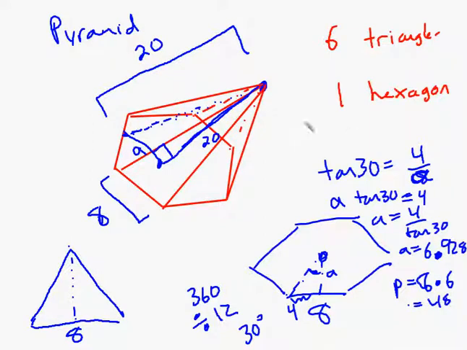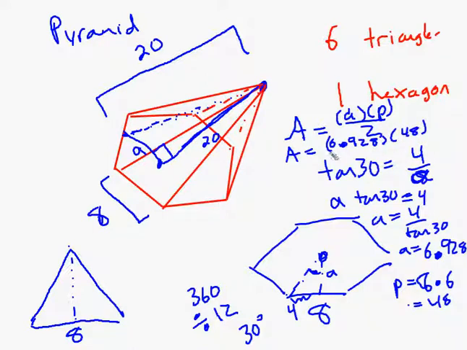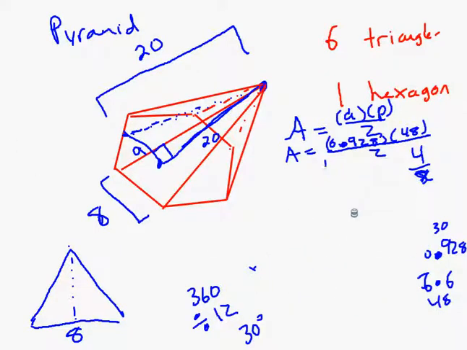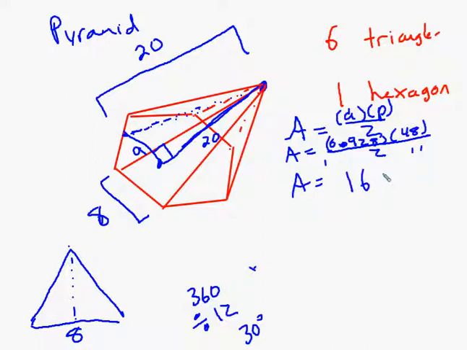And then the perimeter is 8 times 6, so 48. So the area of the hexagon is a times p divided by 2. So area is going to be this 6.928 times my perimeter, 48, all divided by 2. Okay, I'm going to erase this just so I have some room. Okay, so what did we get for the area of the hexagon? 166.272. One what? Confirmed.